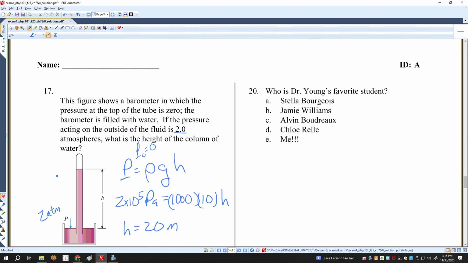And then finally, Jen's favorite student, of course, all these are awesome students, but I think y'all are all awesome.